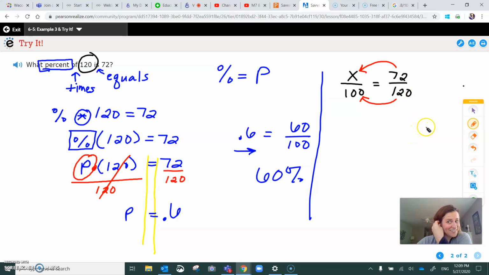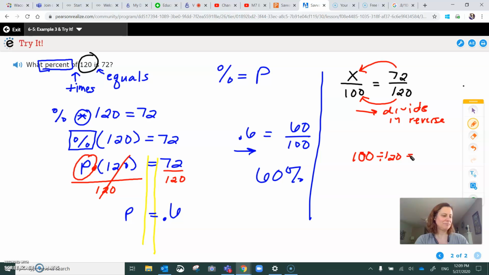so if you want to know what to do to 120 to get it to become 100 using multiplication and division, if you want to know what to multiply 120 by, the idea is you're supposed to divide in reverse. Divide in reverse. He's having a good time. So I'm going to do 100 divided by 120. 100 divided by 120 is 0.83 repeating.